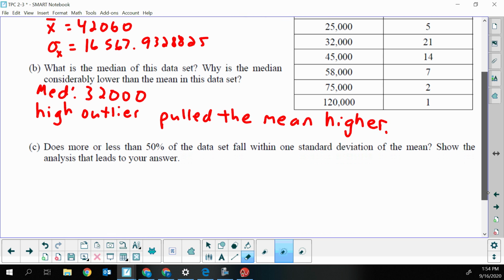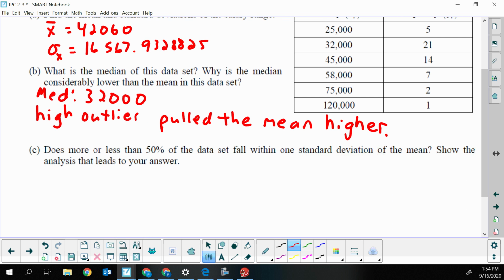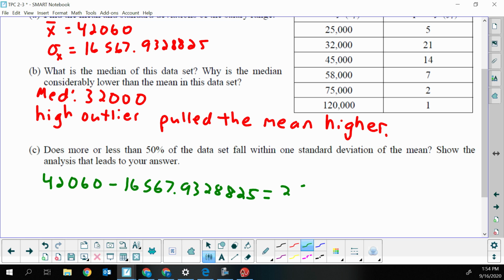Now, part C, we're going to do something that's a technique we'll use quite a bit. So does more or less than 50% of the data fall within one standard deviation of the mean? So what you do is you start with the mean. So we're going to start with that 42,060. And we are going to subtract one standard deviation from that. And this will give us a value that represents one standard deviation below the mean. And for that, we should get 25,492.0671175. So that's where we are below the mean.